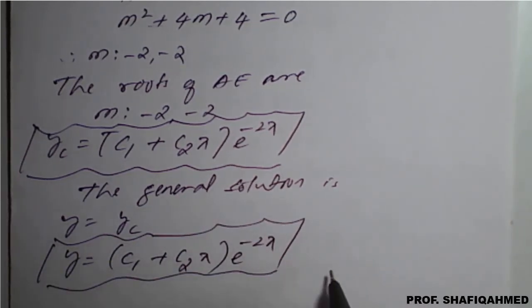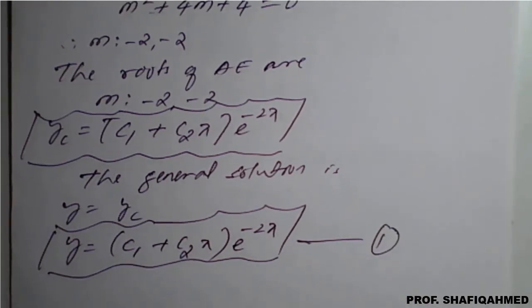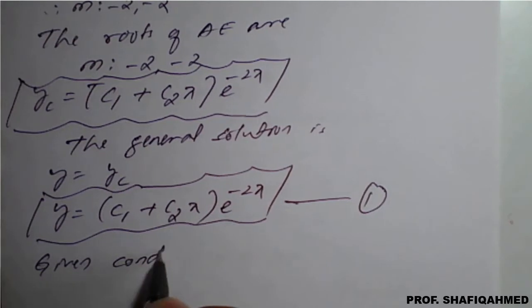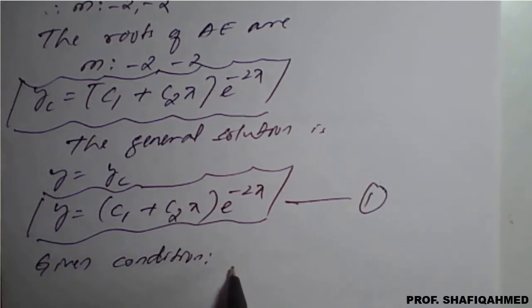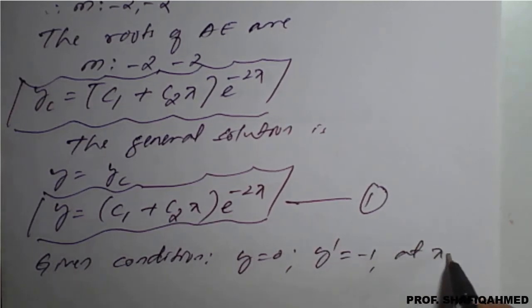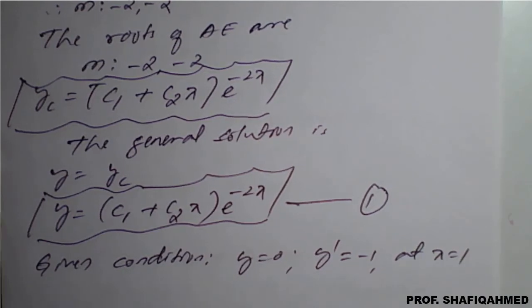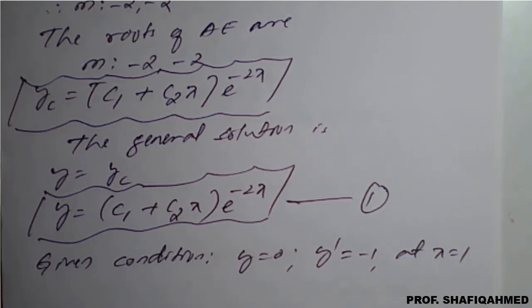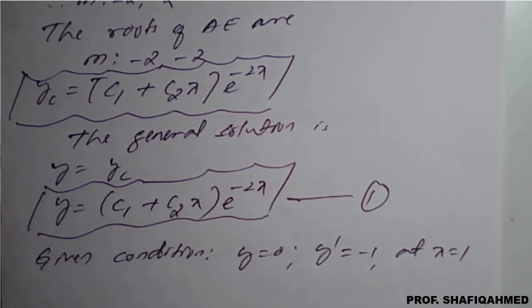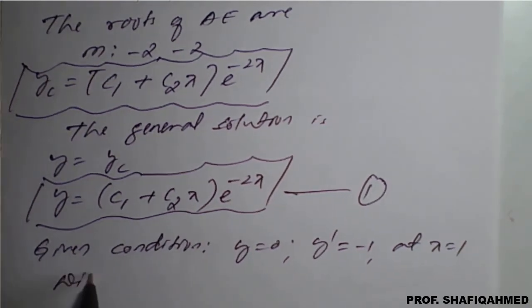For this general solution I will give equation number 1. In the given question, the given conditions are y = 0, y' = -1 at x = 1. So how do we use these? They have given the value of y' also. So y is the general solution, and for y' we have to differentiate equation 1.